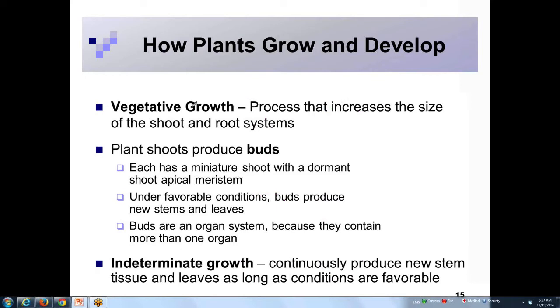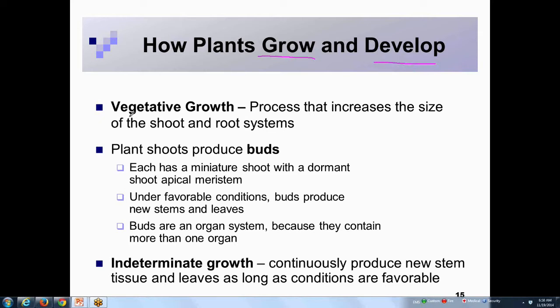So let's really get into how plants grow and develop. We've looked at their body plans. We've looked at some of the differences between 2 major groups. Now let's get into how they actually do this amazing thing of growth and development. I'm sure you've been very impressed with the ability of plants to grow. They can grow very fast, and they can also grow very, very tall, very heavy as well. So how do they actually do that?